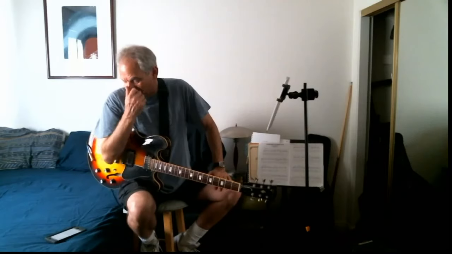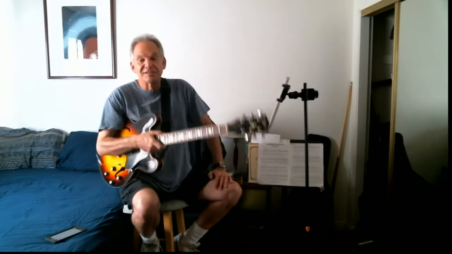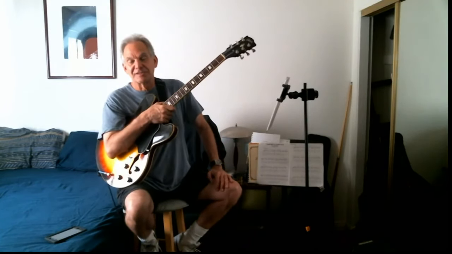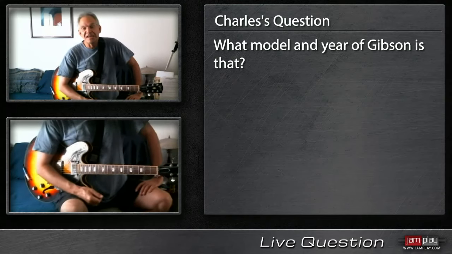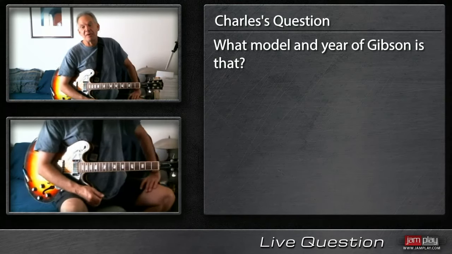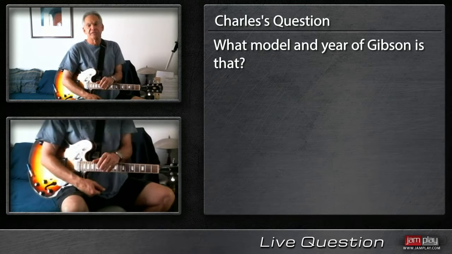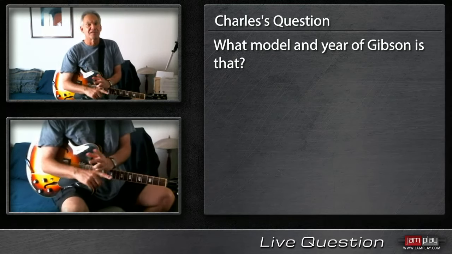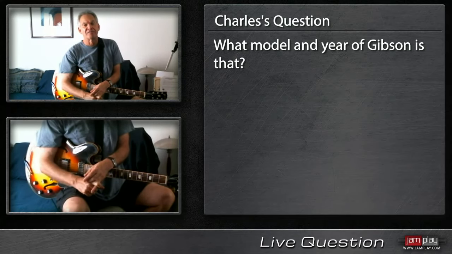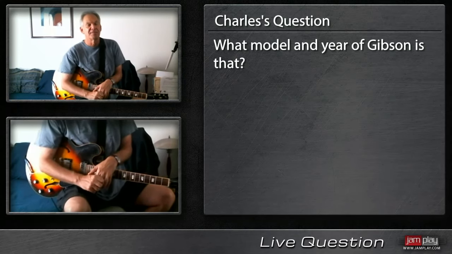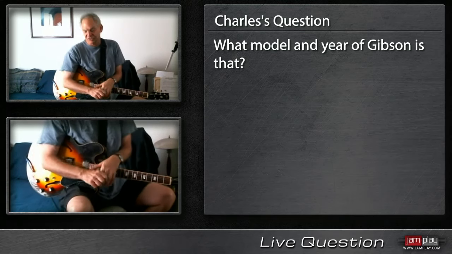What model year of Gibson is this? This is the 335. This is a Gibson 335. It was made in the now defunct and closed Memphis factory, where I believe they were making the 335, the Les Paul, and I think they made the 175, which is a jazz guitar, and I think they made the Super 400 there, which is another jazz model.